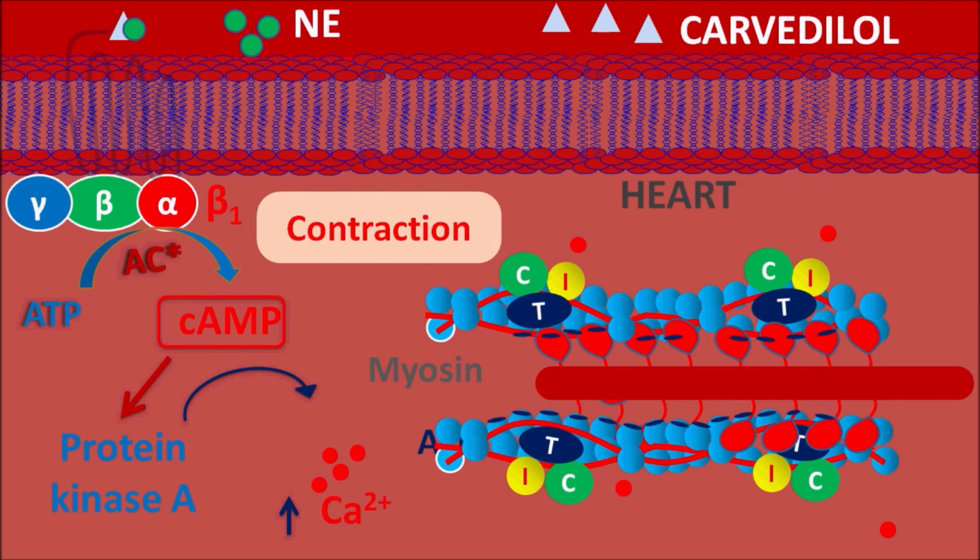In this way, carvedilol can reduce the cardiac work, thereby reducing angina or myocardial infarction, and it also improves cardiac efficiency by reducing cardiac oxygen consumption. Second, it can also act on the vascular smooth muscle.